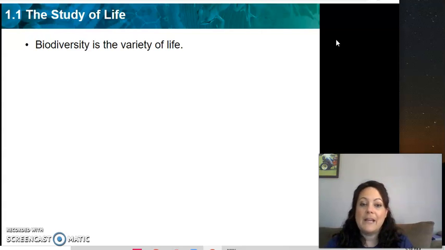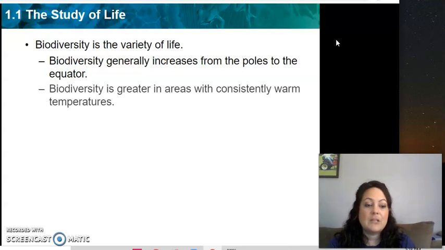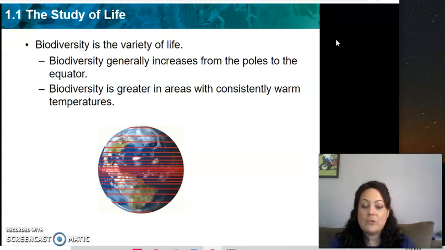Biodiversity is the variety of life. Biodiversity will generally increase as you move from pole to equator. Biodiversity is greater in areas with consistently warm temperatures, such as those that are near the equator. The farther north you get from the equator or the farther south, the fewer types of species you'll see. So if you were to go to the South Pole, you may not see as many types of animals as you would on the equator, but you would find a lot of those species. So there may be a bunch of penguins.